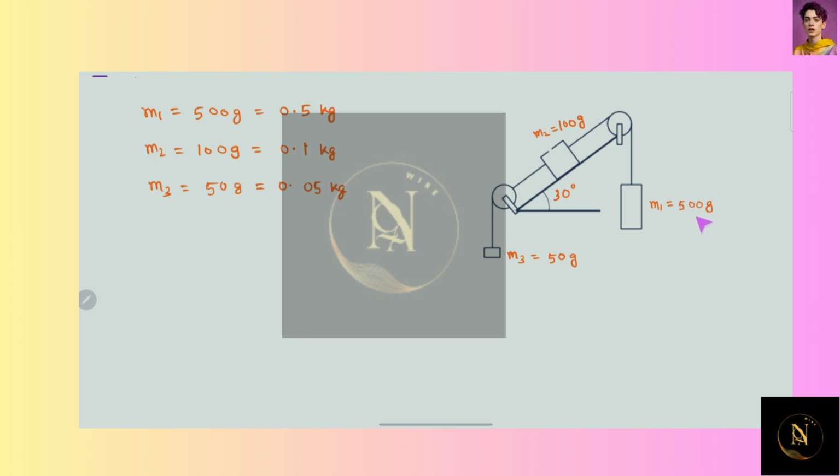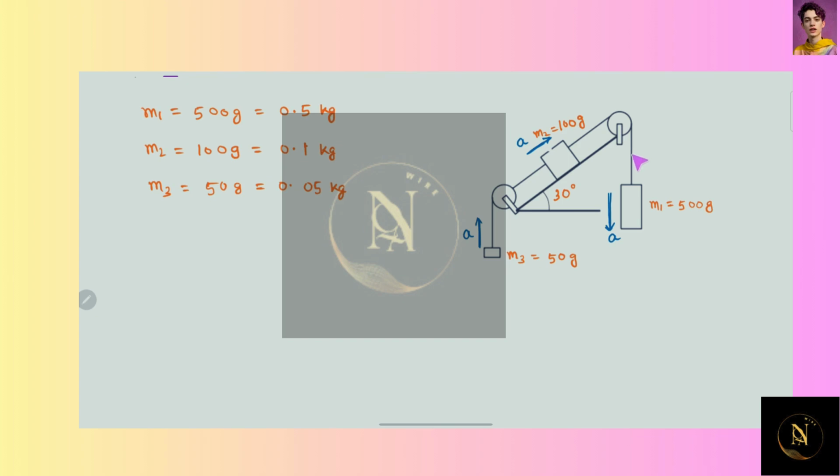Okay, so now we have to find the acceleration of this M1 block. As M1 has the highest mass compared to the other two blocks, obviously this M1 mass will start moving downward. Let's say its acceleration is A, which we need to find. As the strings are inextensible, M2 will also have the same acceleration A along the inclined plane, and similarly, as the other string is also inextensible, M3 will also have the same acceleration A in the upper direction.